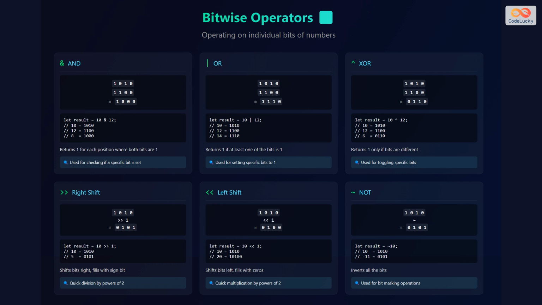The NOT operator inverts all bits. For example, NOT 10 is minus 11. 10 is 1010 in binary. The NOT operation gives a result of negative 11 in decimal, because of the 2's complement representation of negative numbers. This is used for bit masking operations.